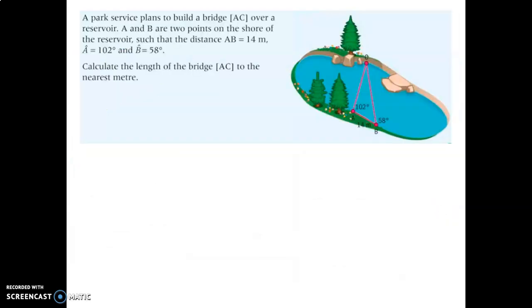So here we have a diagram and a situation. Let's see if you can solve that.